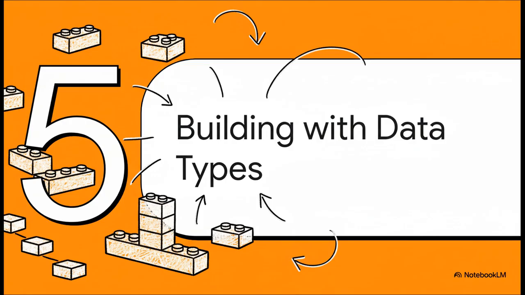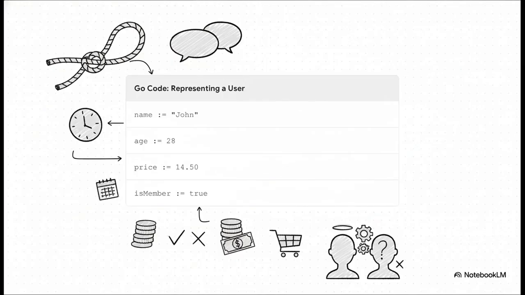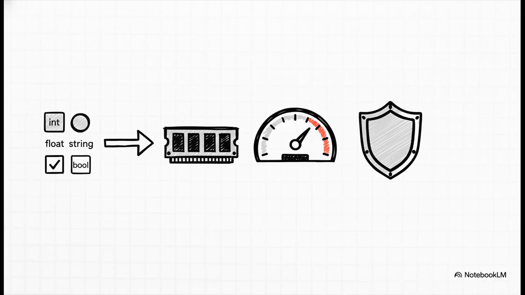Let's see how we can represent something real. I mean, just look at what we've done here. We've combined a string for a name, an integer for an age, a float for a price, and a boolean to check membership, and all of a sudden, we're not just dealing with abstract pieces of data anymore. We've actually built a simple digital model of a real user. That right there, that's the whole game. That's programming.